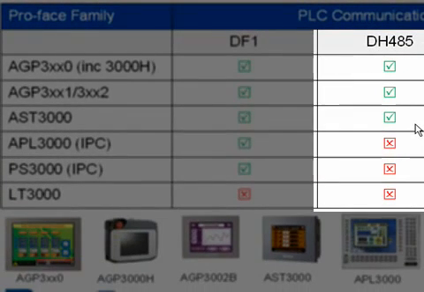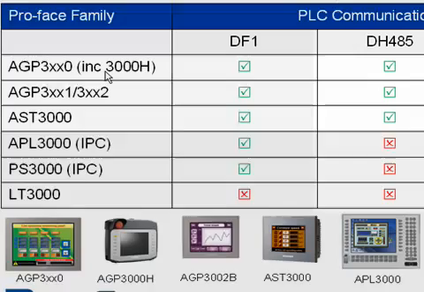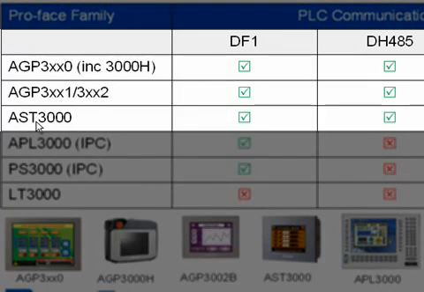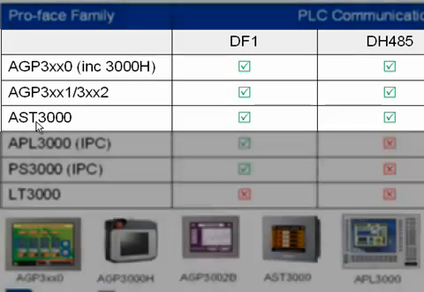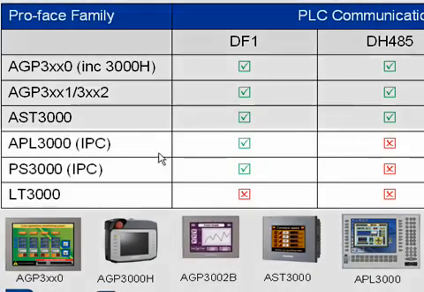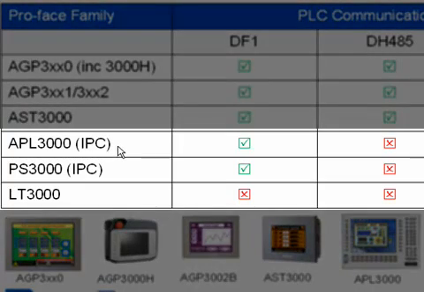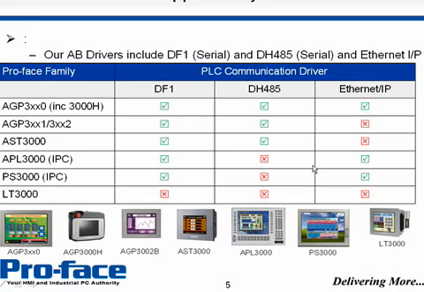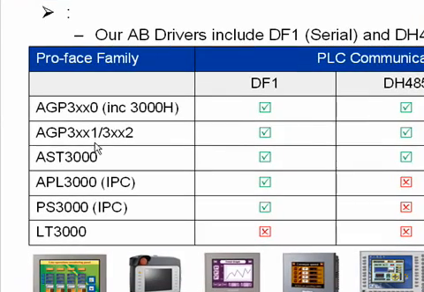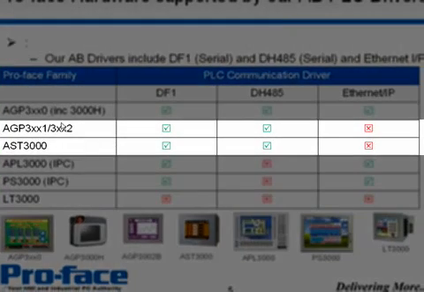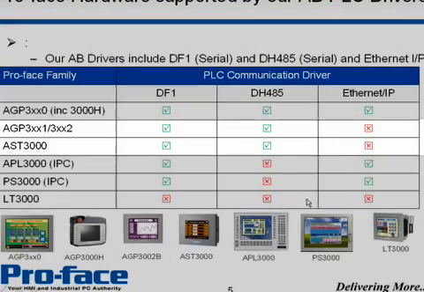DH485, this is the multi-drop serial, is only available on our AGP series and our AST series, that's due to a special chipset and therefore is not found in our industrial PC range, the APL and the PS3000. And then finally the Ethernet IP, some X's in here. These are the low-cost AGPs, and these are the ASTs, the low-cost range, the entry level, and neither of these have an Ethernet port, so guess what? No Ethernet IP support.